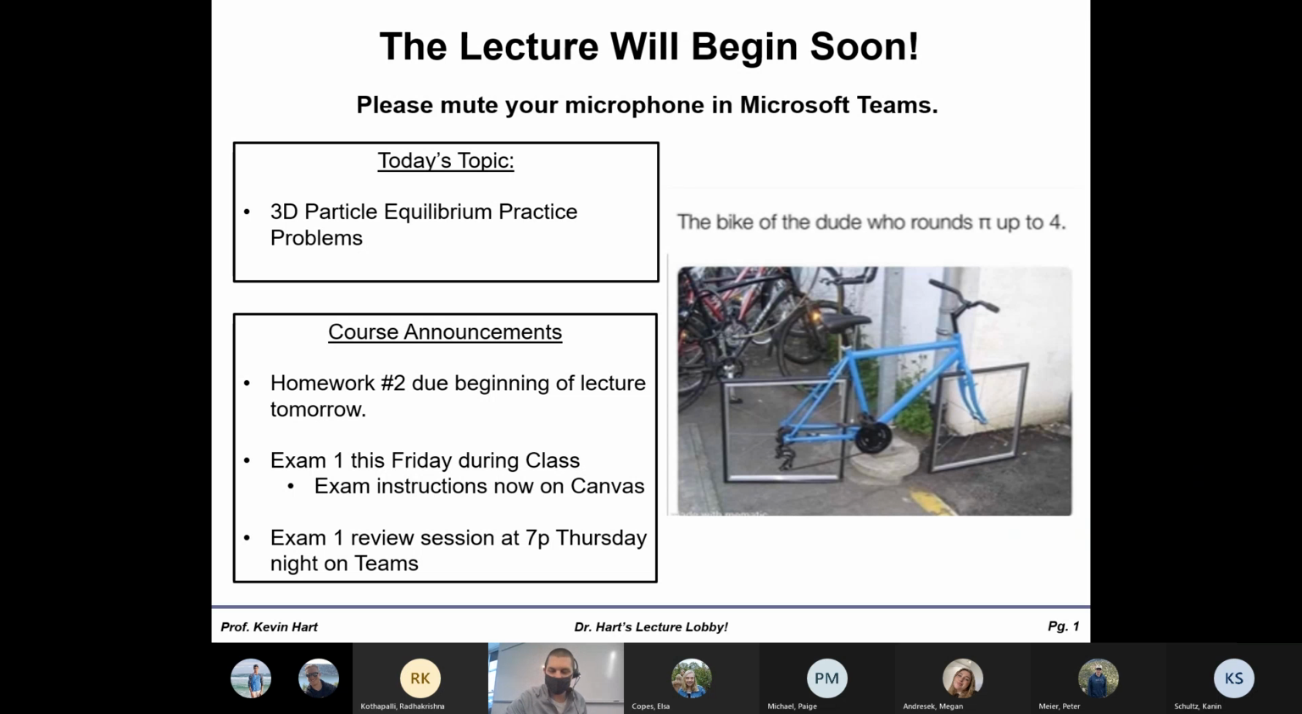Homework 2 is due at the beginning of lecture tomorrow. It's on 2D and 3D particle equilibrium, so make sure to take a look at that and get that in before 2 o'clock tomorrow to my email.